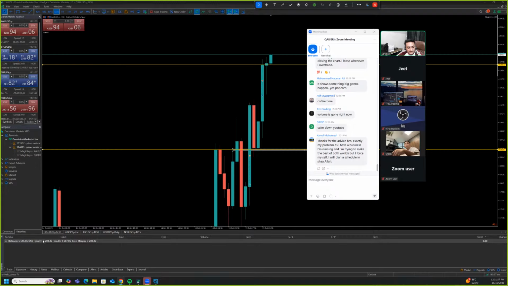Where is this one equity? Dominion markets actually offers a 35% bonus when you deposit more than $1,000 or $500, I think. Whatever you deposit in Dominion markets, you get a 35 to 50% bonus with that. So it's a bonus. The actual amount is just 55.